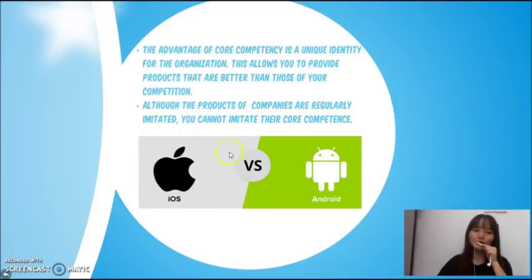For example, the iOS system of Apple. iOS is a mobile operating system created and developed by Apple. The iOS is only applicable in Apple products like iPad and iPhone. Their innovation in the system is difficult to imitate by their competitor, which is Android.